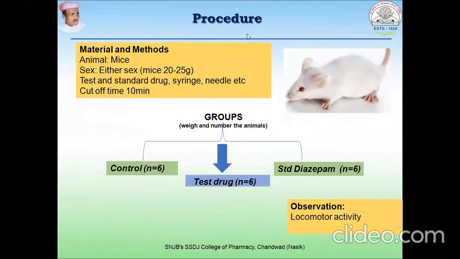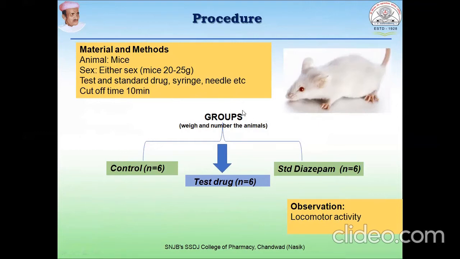Now what is the procedure? Here you can use animals like mice, of either sex, 20 to 25 grams. You can use your test and the standard drug, syringe, needle, etc. The cutoff time for this experiment is 10 minutes, meaning you can observe the animal for 10 minutes. If beyond 10 minutes the animal is not showing any response, you can reject that animal from the study.